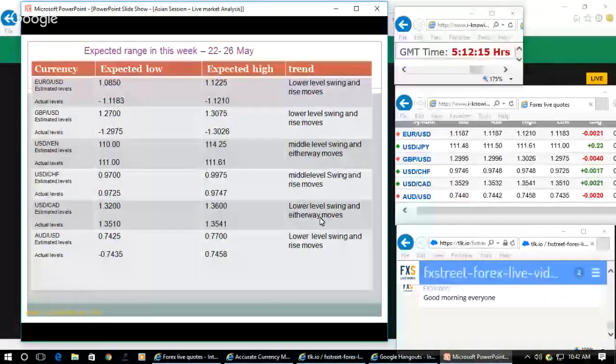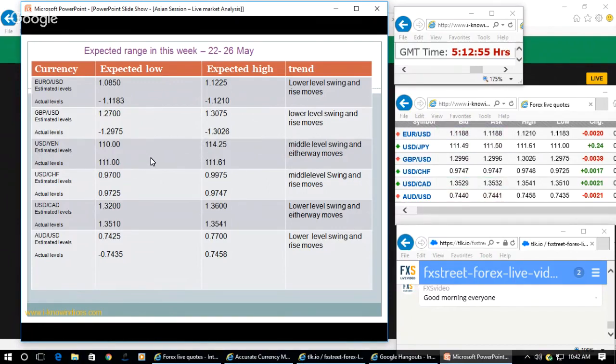Coming to the levels in which the currencies are expected to swing, euro could form the low at 1.0850 and the high could be 1.1225. Not much of a higher level might be seen this week. Then GBP could go down to the 1.27 area, and then the high could be 1.3075. When they are holding like this, they only make a stop end of a brief upward move above the initial high.